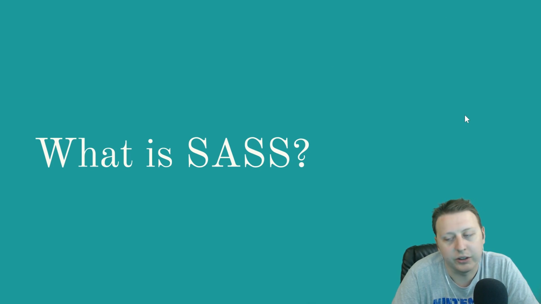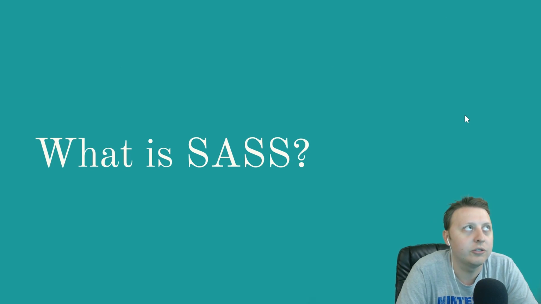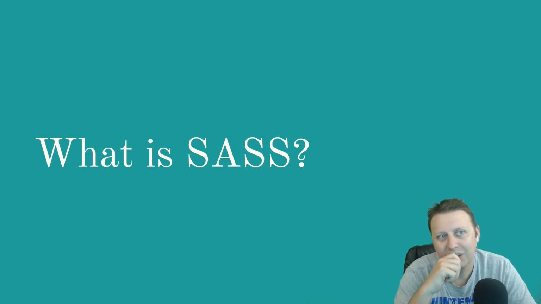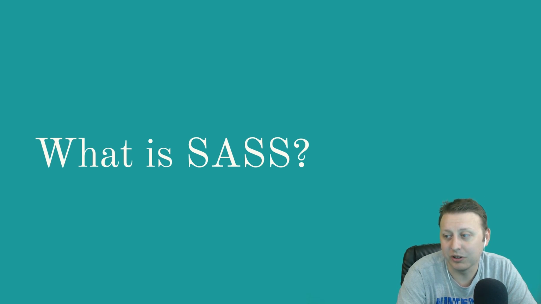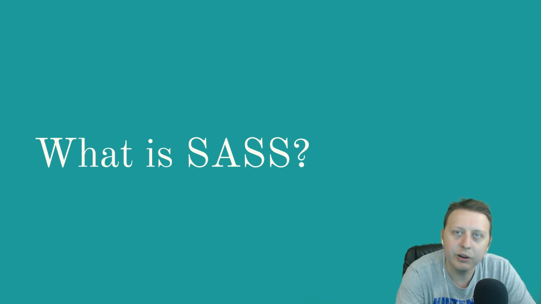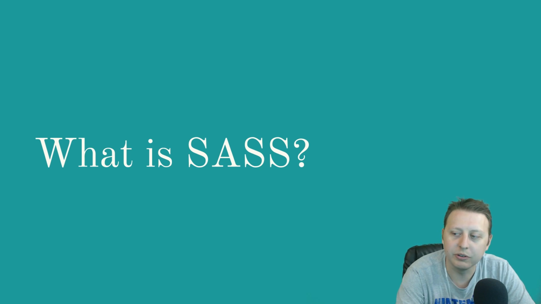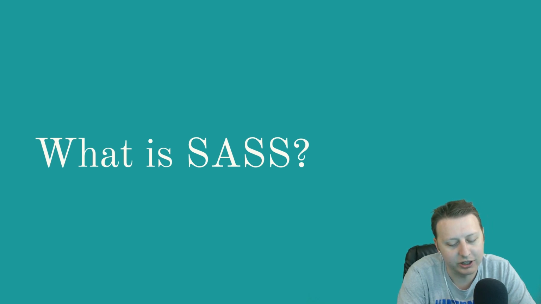But what is SASS? For those of you new, SASS would define itself as an extension of CSS. I like to think of SASS as a superset of CSS. What I mean by that is it can do everything CSS can and then some. Kind of like how TypeScript is a superset of JavaScript. CSS with added functionality, extended functionality.